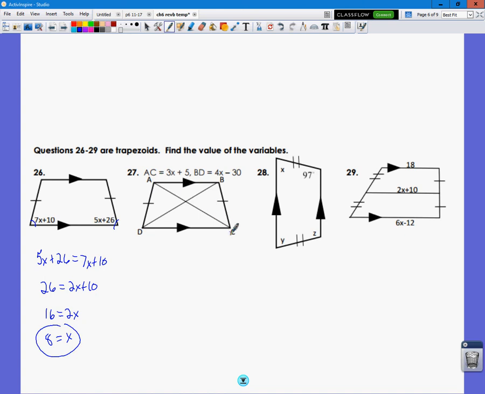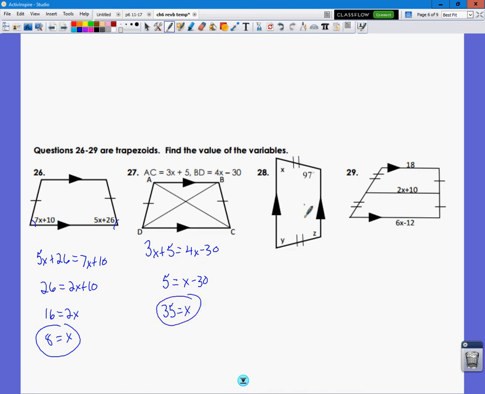AC is a diagonal. BD is a diagonal. This is an isosceles triangle. The diagonals of an isosceles triangle are congruent. So 3x plus 5 equals 4x minus 30. Subtracting 3x, 5 equals x minus 30. Adding 30, 35 is equal to x.